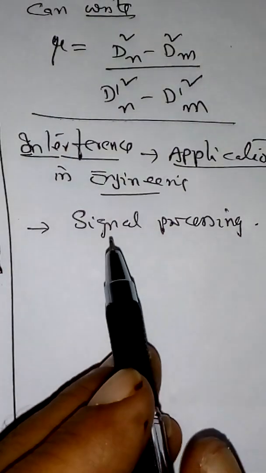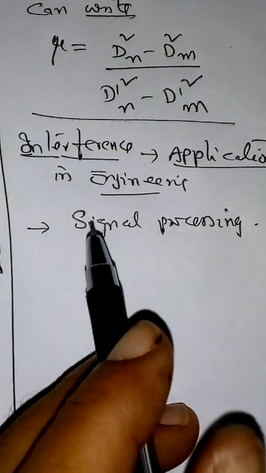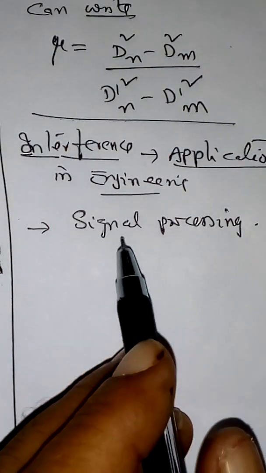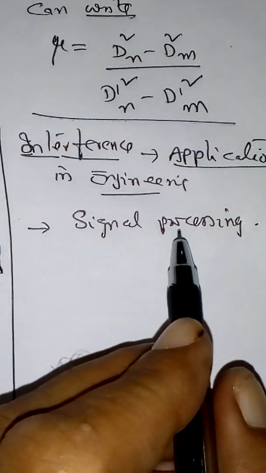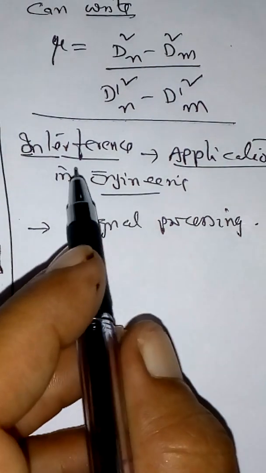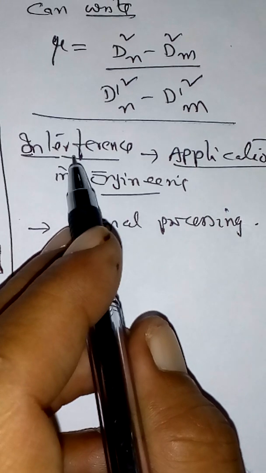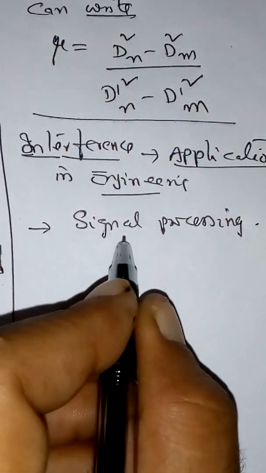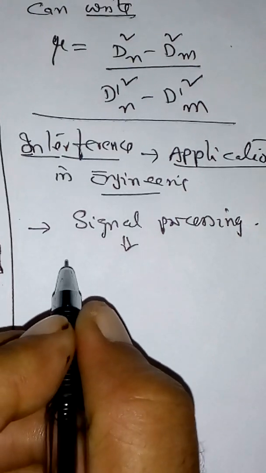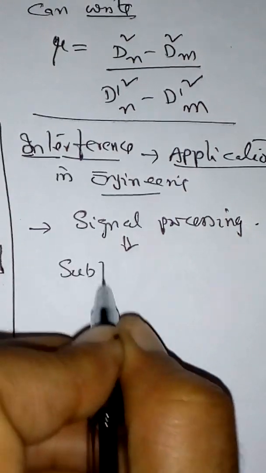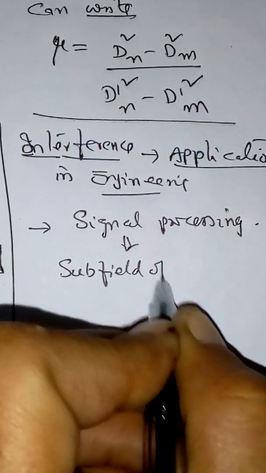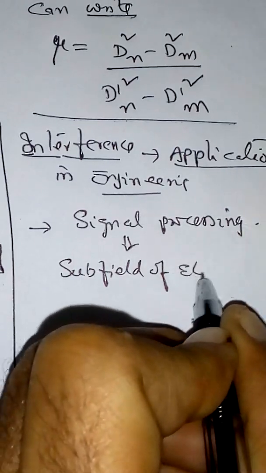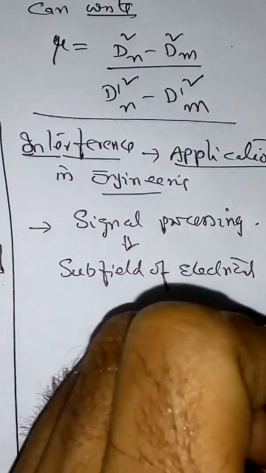Now, though it is a little bit beyond your curriculum, let me explain what this signal processing is all about. First, understand the interference concept is used in signal processing. What is signal processing? You can say it is a subfield of electrical engineering.